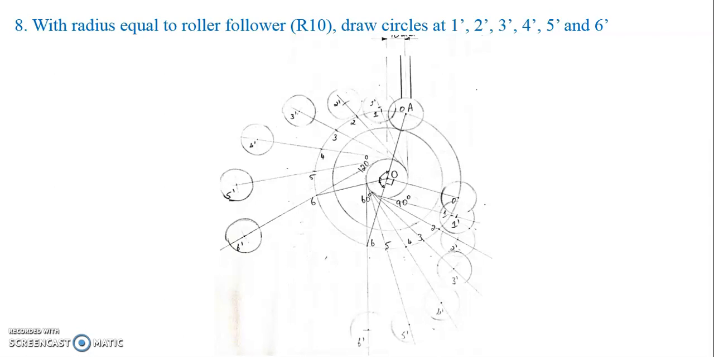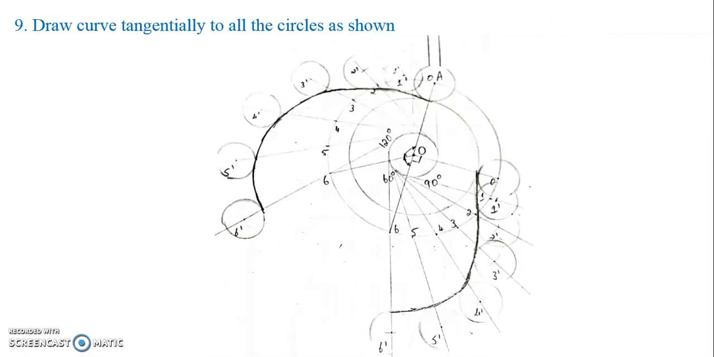Okay, because at point O we have drawn one circle. Again at 1 dash draw a circle. With 2 dash as center, draw a circle of the follower. Similarly, draw it for all the points, even at the angle of rise as well as in the angle of fall region.